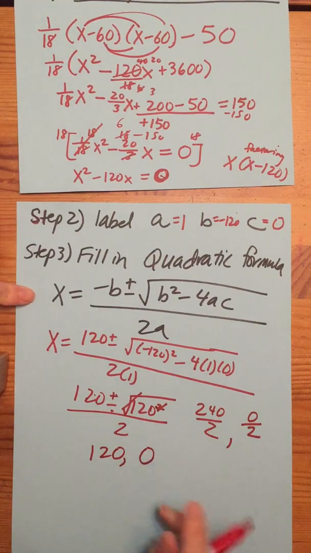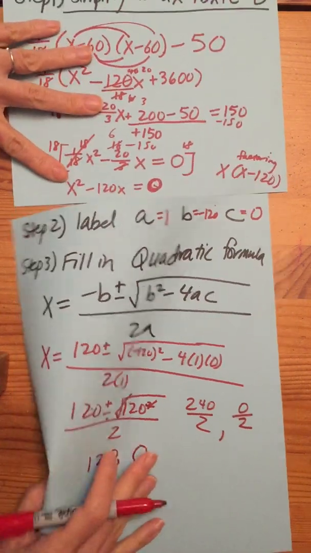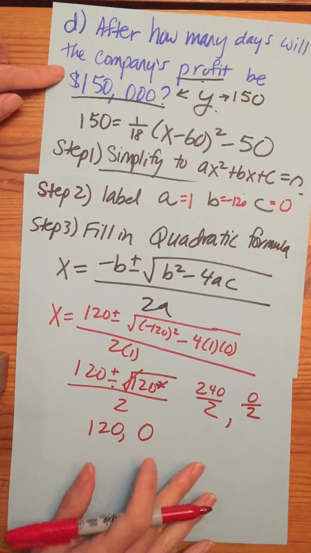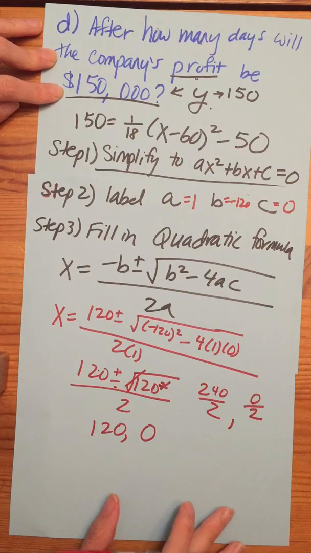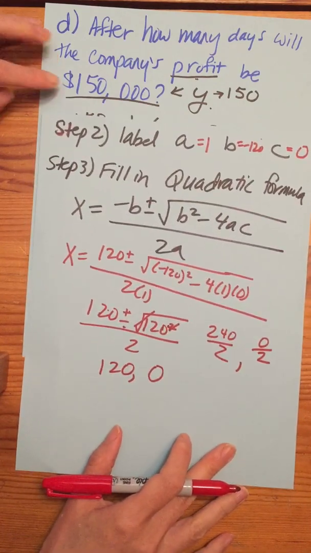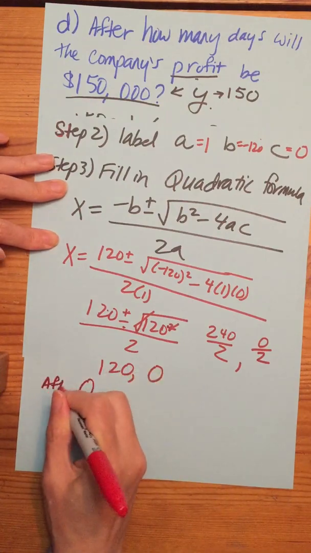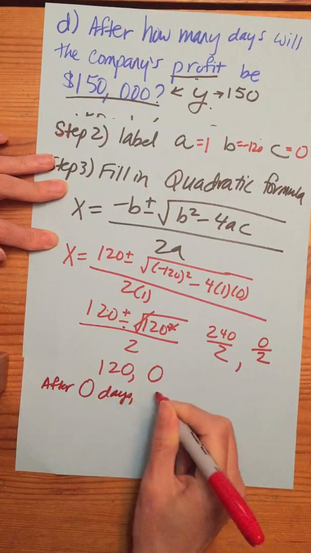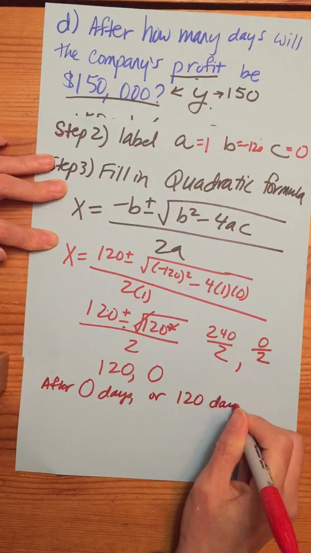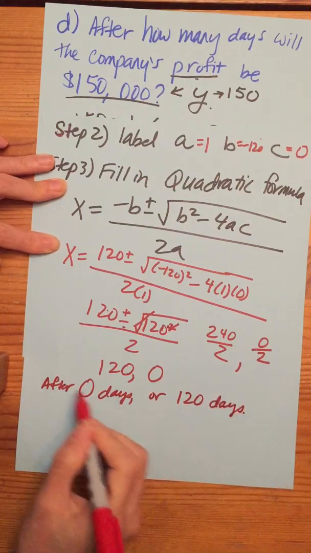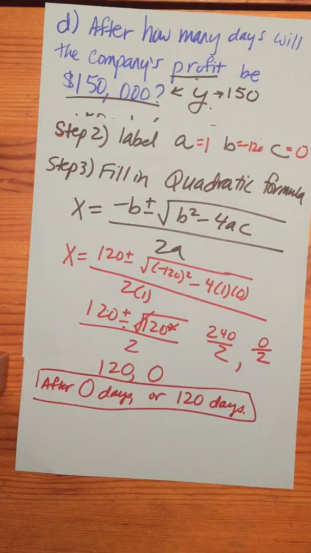If I go back to my original question, it was, after how many days will the company's profit be $150,000? It looks like it's going to be after 0 days and after 120 days, because it happens twice. The profit is $150,000 after 0 days and 120 days. All right.